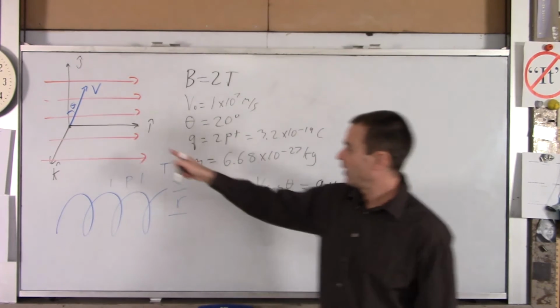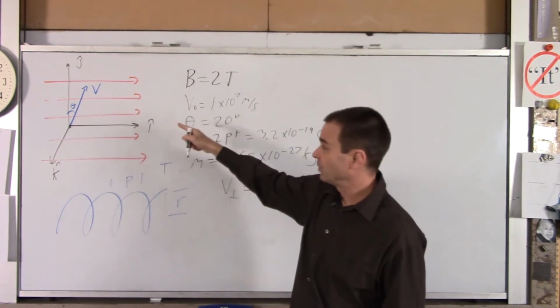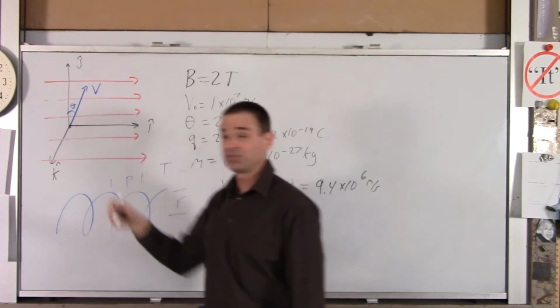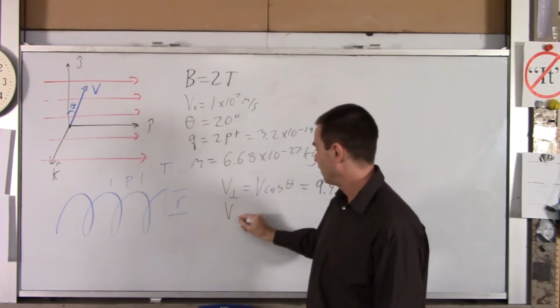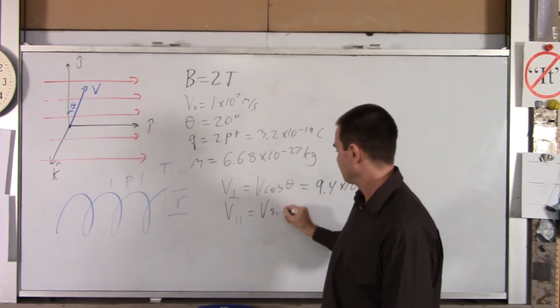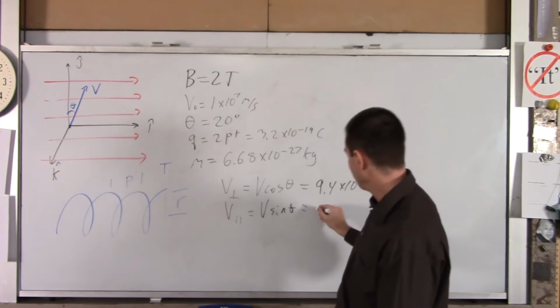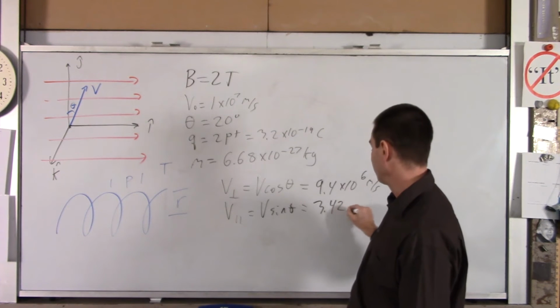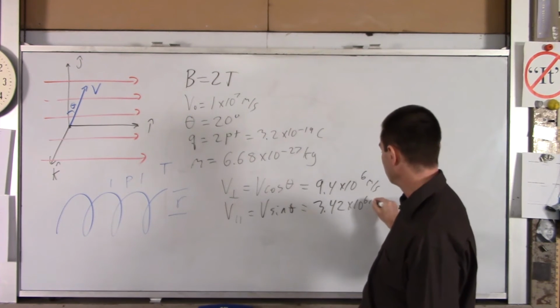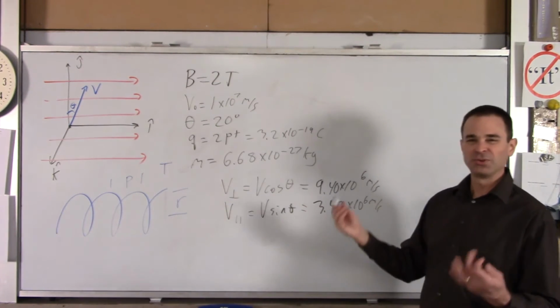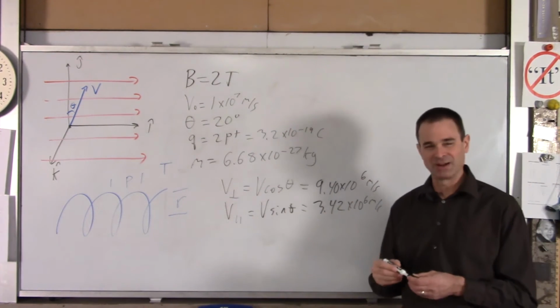And then V parallel, parallel to the magnetic field, is just the opposite leg of that triangle, V sine of the angle. So V parallel is simply V sine of the angle, which, if you do the math, you get 3.42 times 10 to the 6 meters per second. By the way, that was 9.40. We'll do 3 sig figs, and then we'll chop it down at the end.